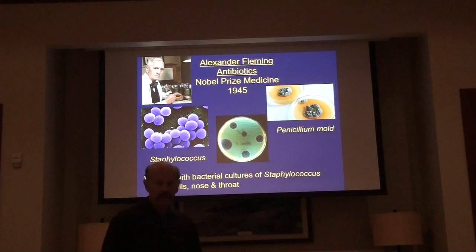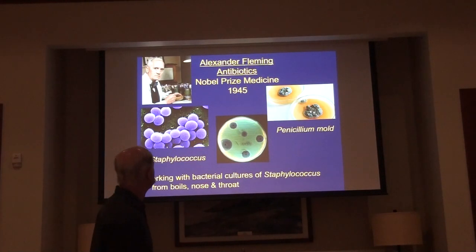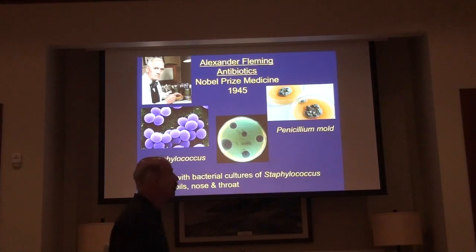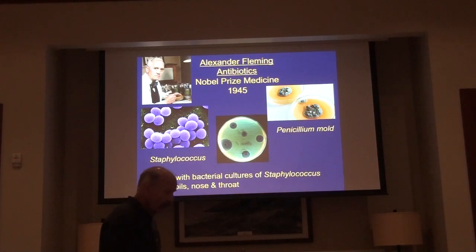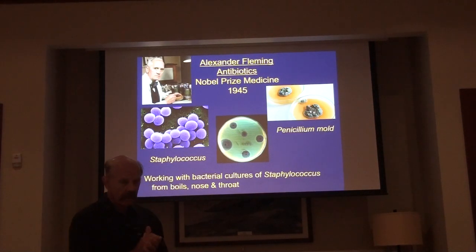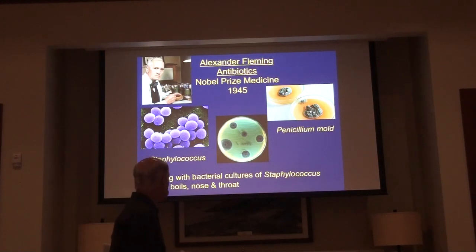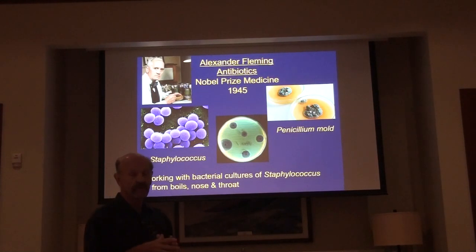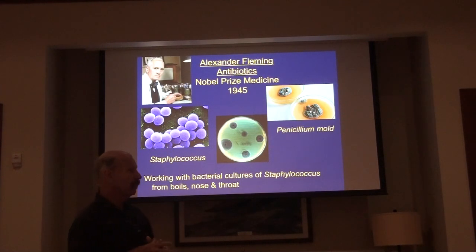So I'm going to talk about Alexander Fleming, the great scientist from Scotland, who received the Nobel Prize in Medicine in 1945 for his discovery of antibiotics. What he was doing in his laboratory was studying the properties of the Staphylococcus bacteria. Staphylococcus occurs in boils and in our nose and throat, and I had a staph infection when I was a student, and they're very difficult to get rid of, and they can cause a lot of distress.